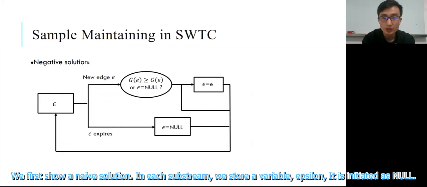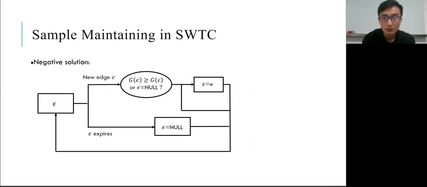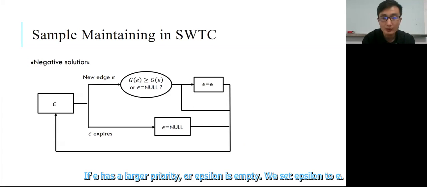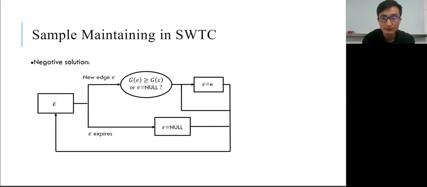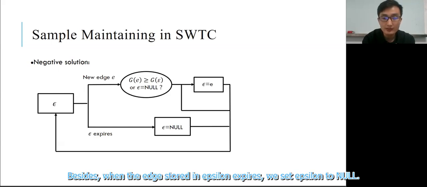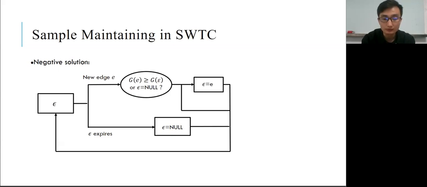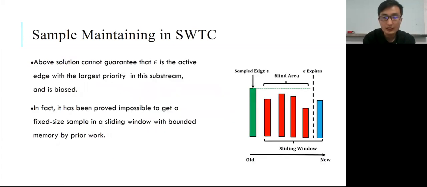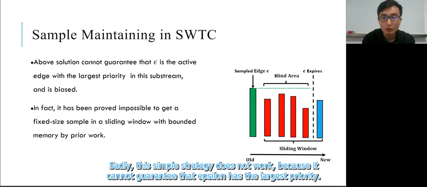In each substream, we store a variable epsilon. It is initiated as null. When a new edge E arrives in this substream, we compare E with epsilon. If E has a larger priority, or epsilon is empty, we set epsilon to E. Besides, when the edge stored in epsilon expires, we set epsilon to null. Sadly, this simple strategy does not work because it cannot guarantee that epsilon has the largest priority.